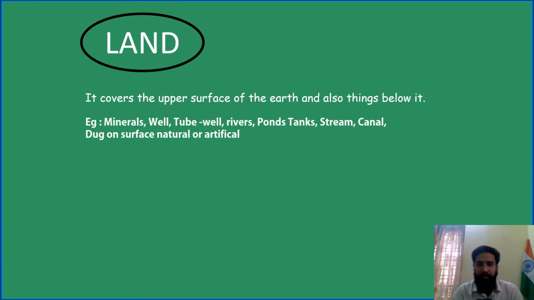A well dug on land is an immovable property. Tube wells, rivers: we may think that water is flowing through the river, so it may be a movable property, but it is not, because it is on the land, it becomes an immovable property. Ponds, tanks, streams, canals, dug on the surface, natural or artificial, everything comes as immovable property.